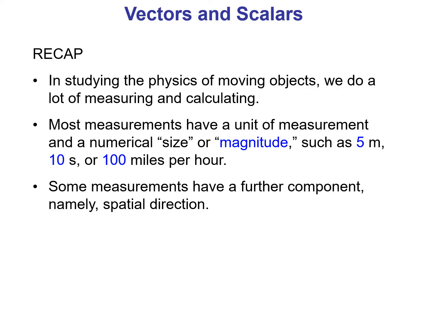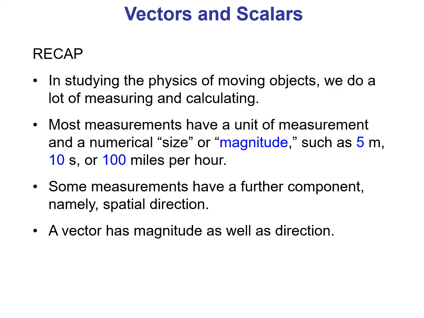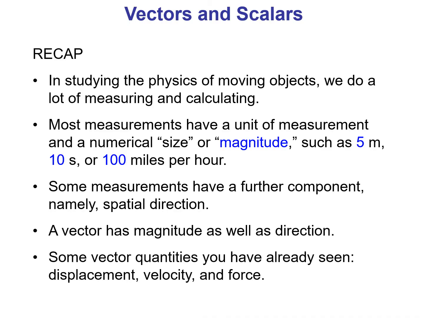Some measurements have a further component, namely spatial direction. A vector must have both magnitude and direction. Some vector quantities that we have already looked at include displacement, velocity, and force.